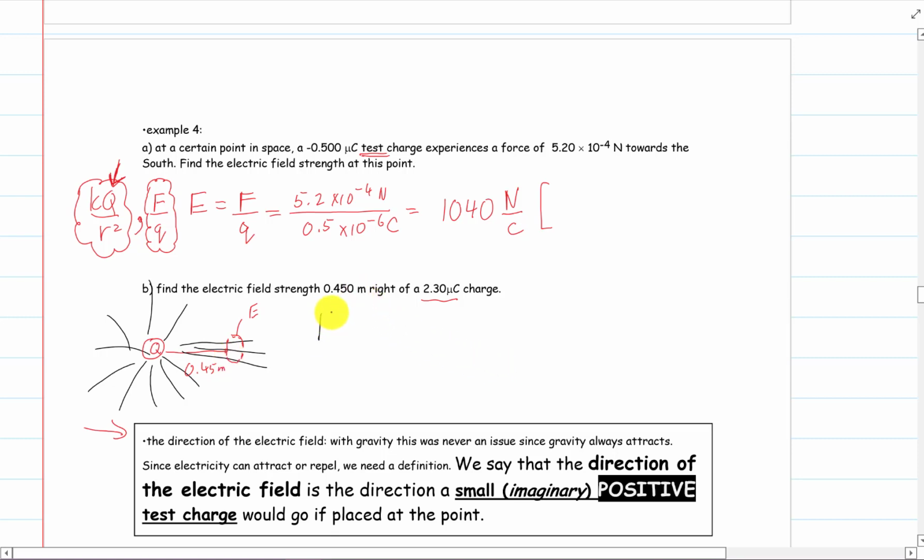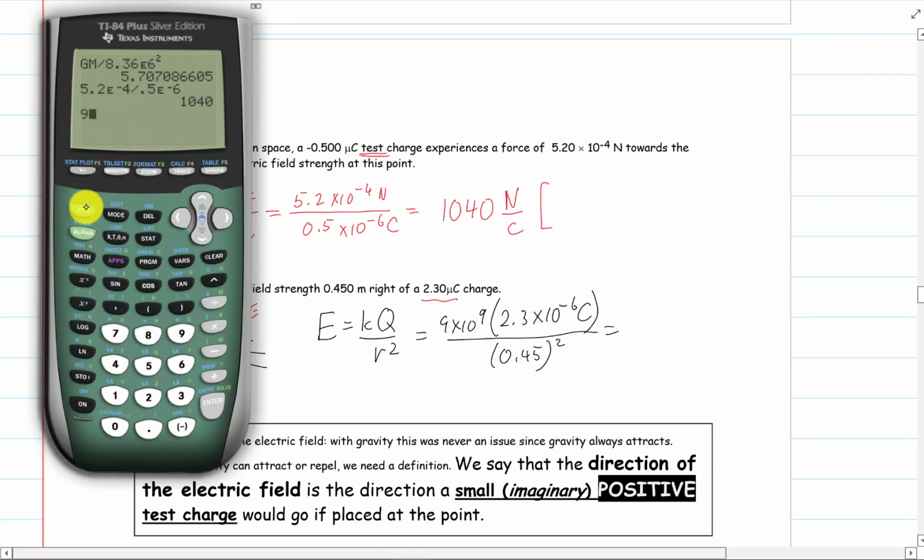So the E field is kQ over r squared. That's going to be 9 times 10 to the ninth, the charge is 2.3 times 10 to the negative 6 coulombs, all over 0.45 squared. So 9e9 times 2.3e-6 divided by 0.45 squared.